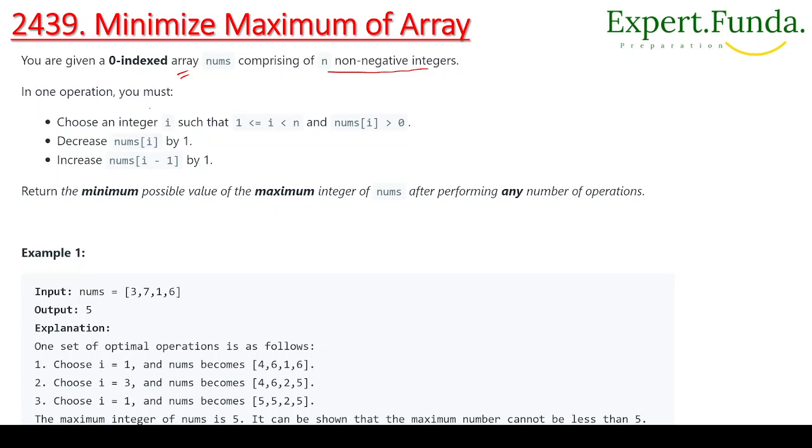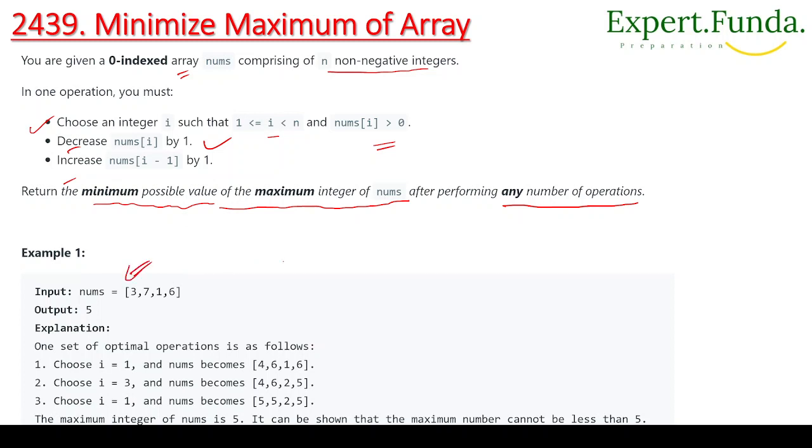So in an operation we must choose an integer i, where i should be greater than or equal to 1 and less than n, and nums[i] is greater than 0. Then we have to decrease nums[i] by 1 and increase nums[i-1] by 1. We have to return the minimum possible value of the maximum integer of nums after performing any number of operations.